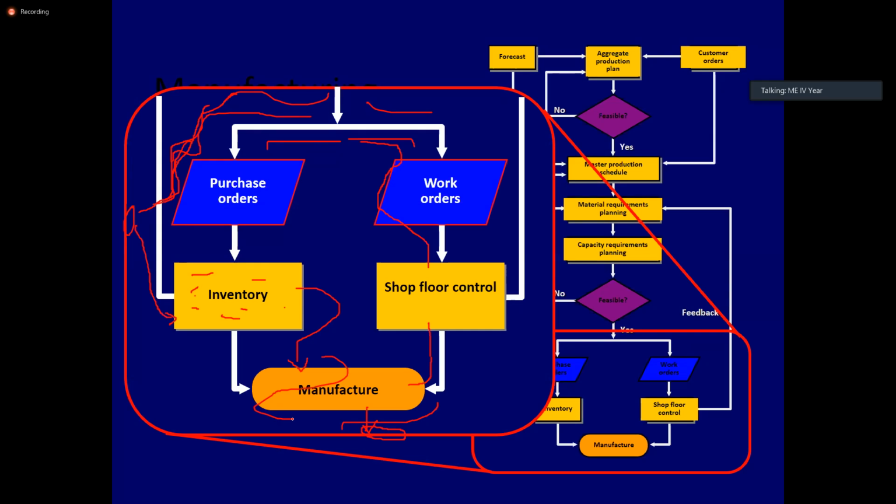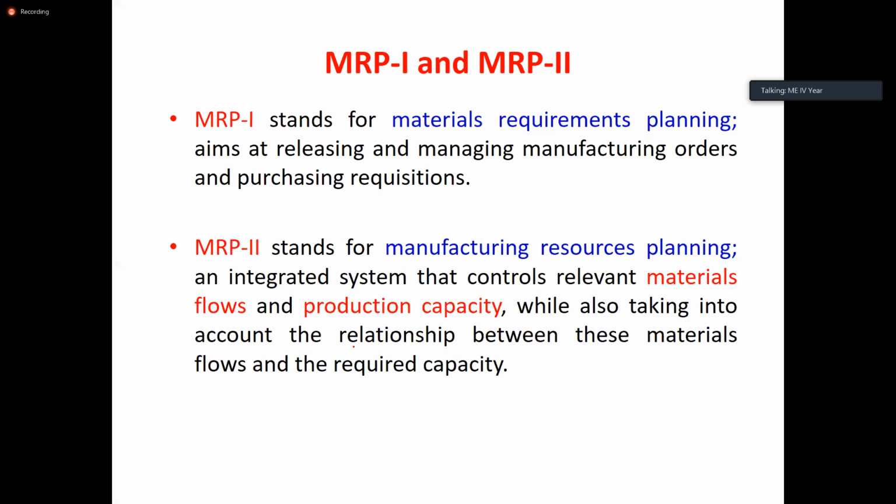They will get it from inventory, and they will do the manufacturing assembly, and they will give it to the next department. Okay, so this is likely to happen, and this is MRP2. Now, MRP1 and MRP2, broadly: MRP1 stands for Material Requirement Planning, which aims at releasing and managing manufacturing orders and purchase requisitions. As I said, it mainly deals with requirement planning.